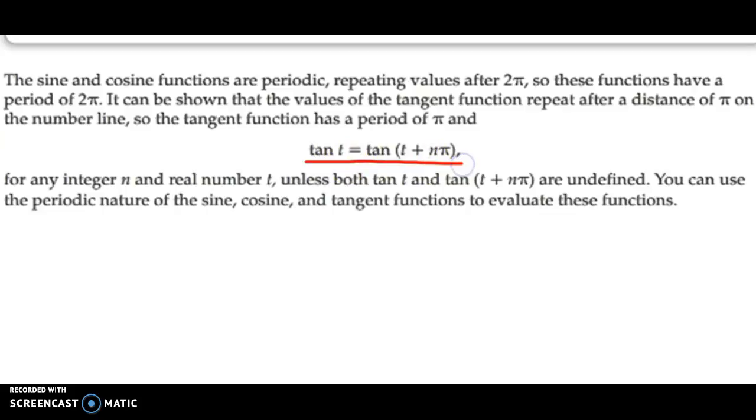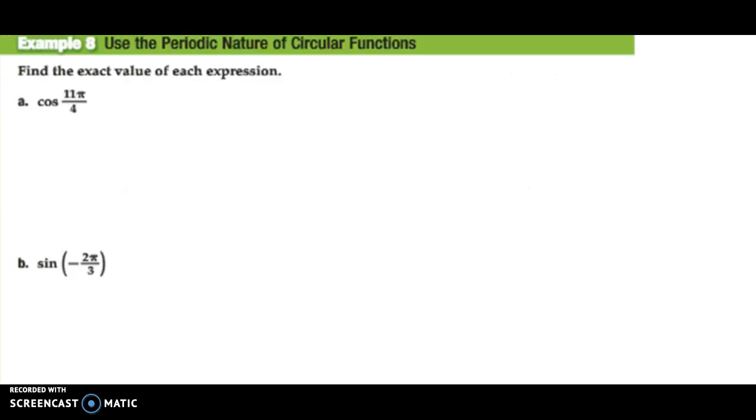Now, tangent's a little different. Tangent doesn't repeat itself every 2 pi. It repeats itself every 1 pi. Every one time around the circle, it repeats itself.